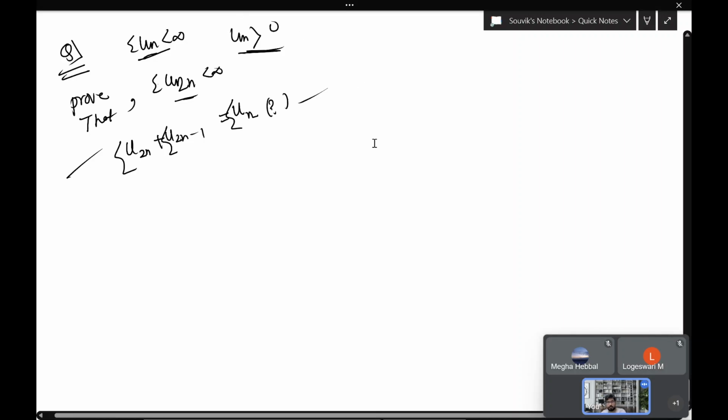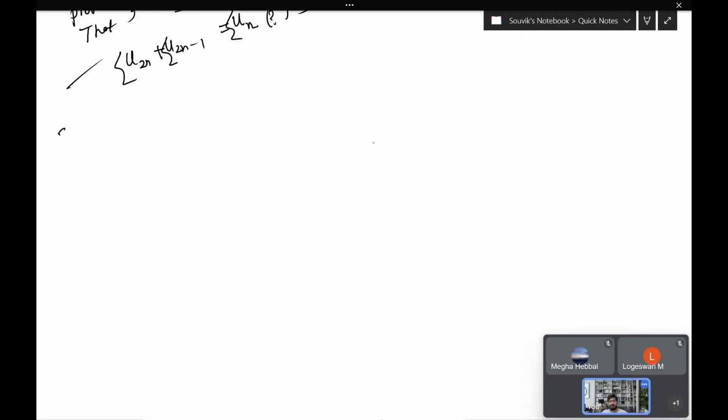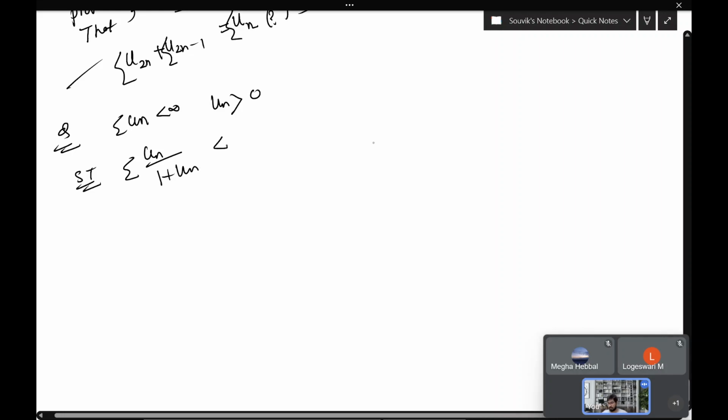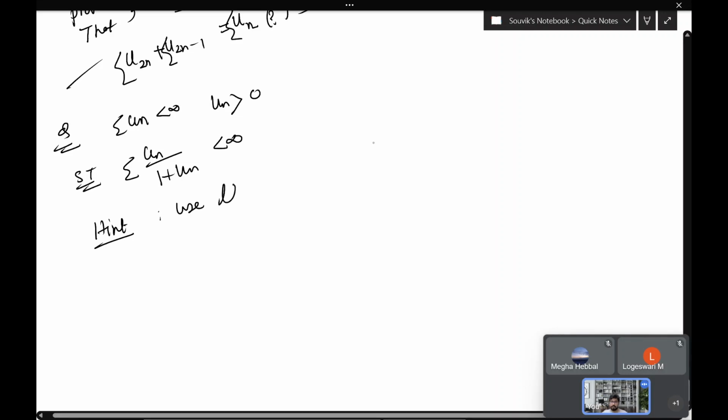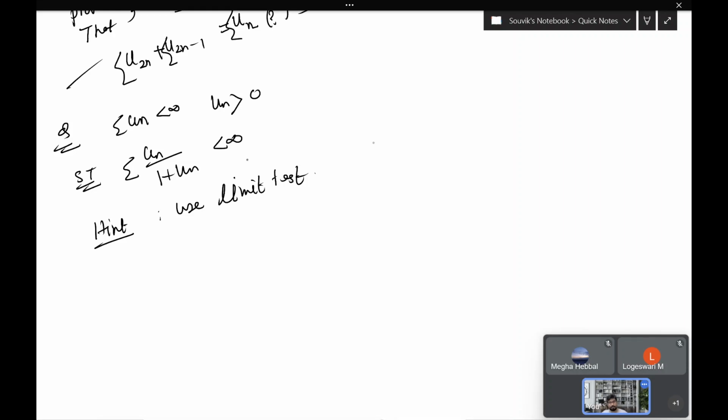So, okay, moving to the next problem. Here also the same hypothesis: the series summation un is convergent and un is greater than 0. Show that summation un by 1 plus un is convergent. Just try it. You can use the following hint: use a limit test. Try it and let me know.